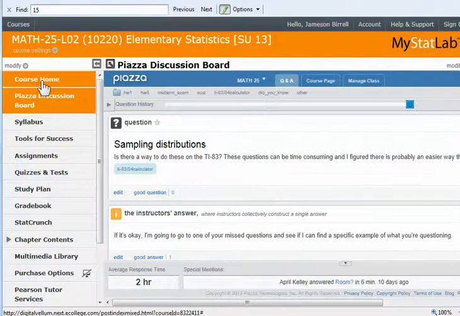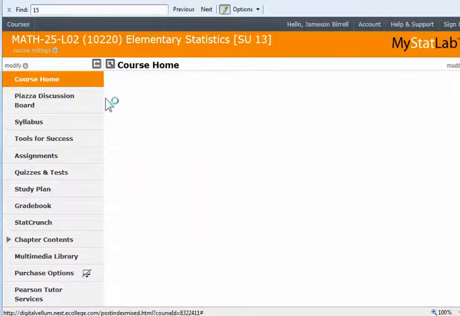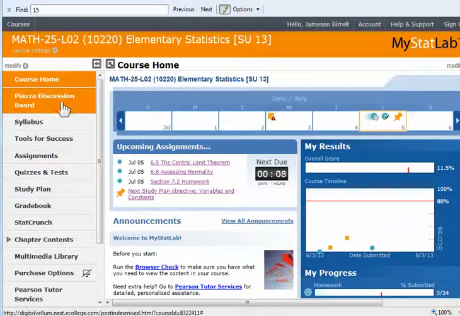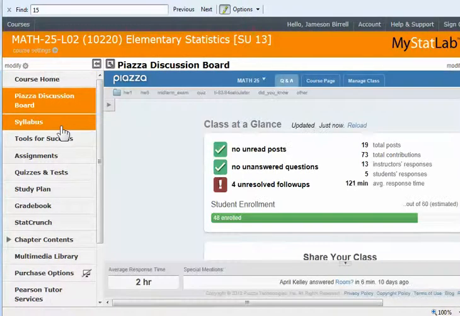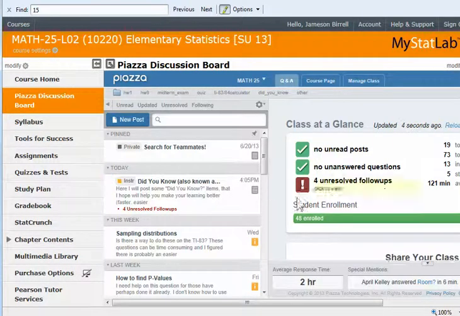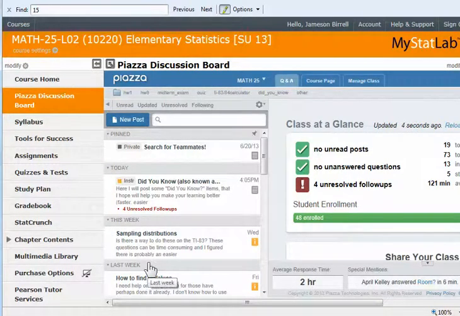First of all, when your MyMathLab opens, it may have a different color, it may not be orange, depending on what section you're in. But when it opens, there should be, underneath the course homepage, a Piazza discussion board link. It's above syllabus. And if you haven't made any changes, it should look something like what you're seeing here.